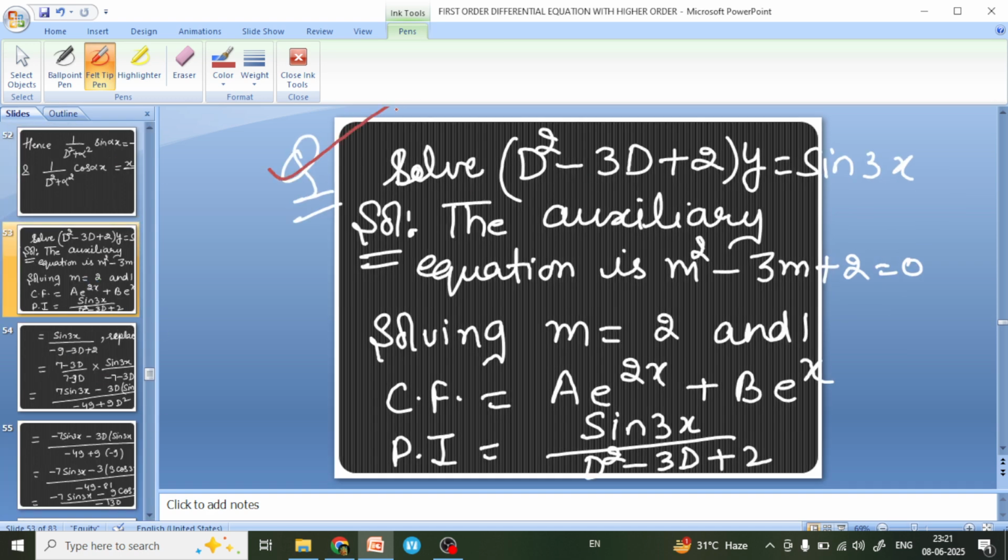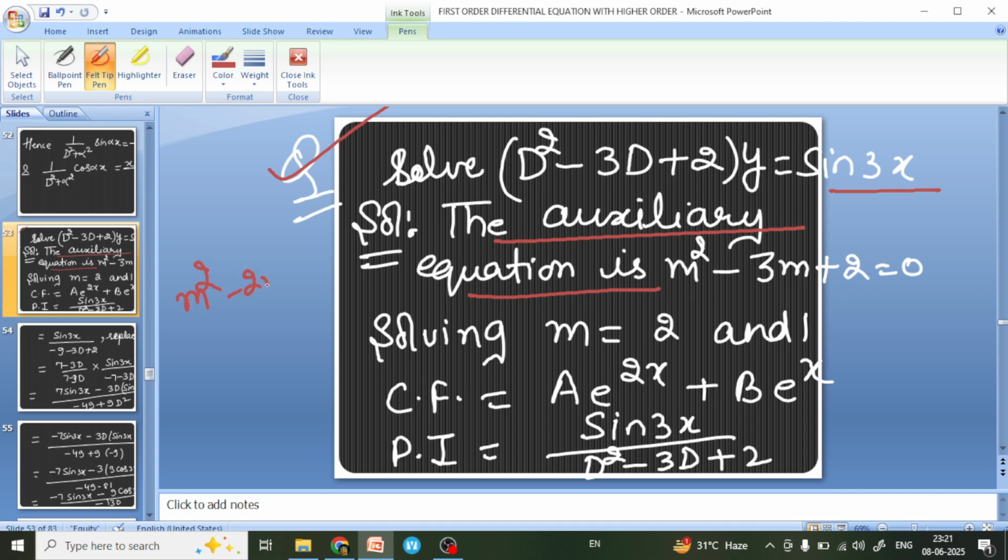Now I am taking one example for solving this type 2: (D square minus 3D plus 2) y is equal to sine 3x. We have to solve it. The auxiliary equation is m square minus 3m plus 2, and after solving this equation we will find m is equal to 2 and another m is 1 by the factorization method.